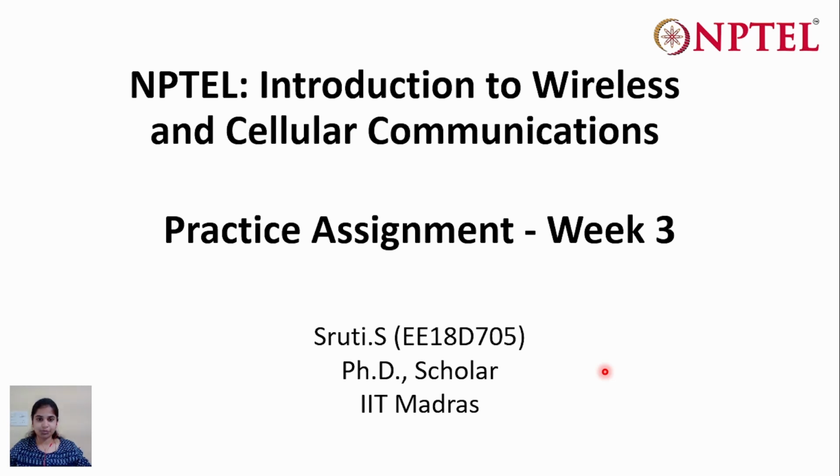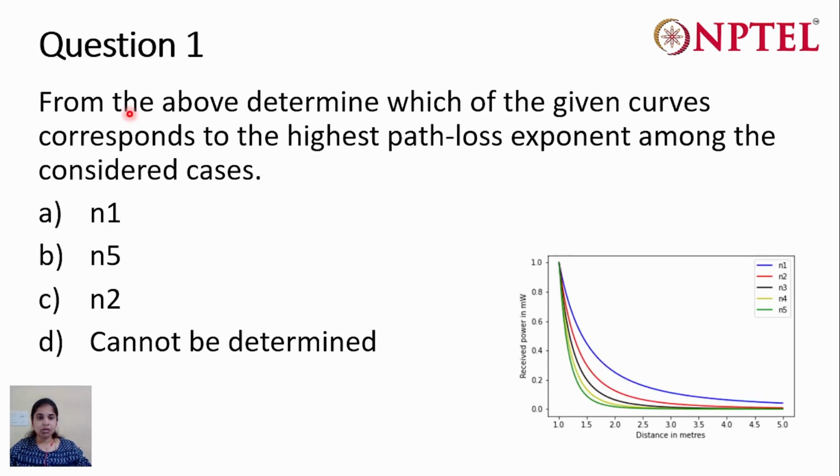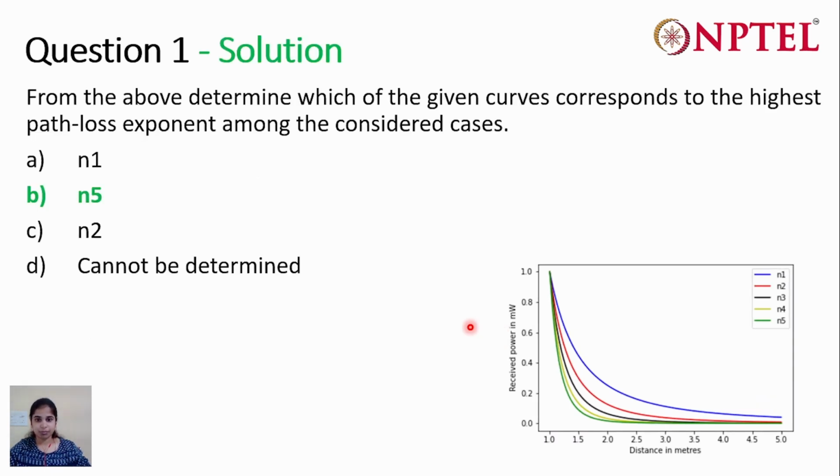So let's move on to the first question. From the above, determine which of the given curves correspond to the highest path loss exponent among the considered cases. Basically, you need to find which is the highest path loss exponent. So N5 is the highest path loss exponent.